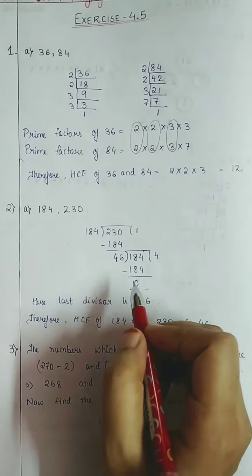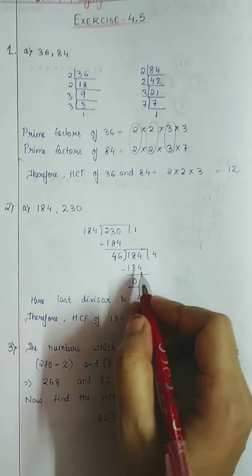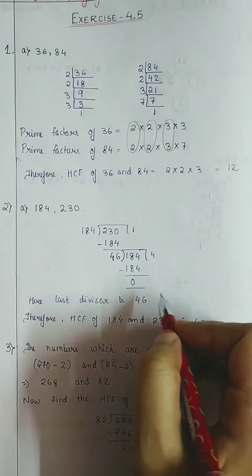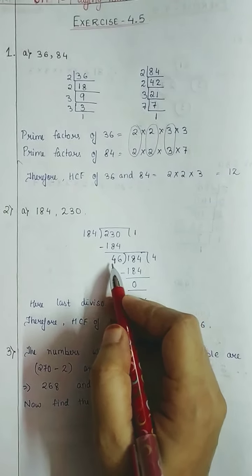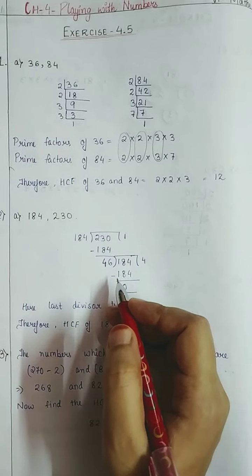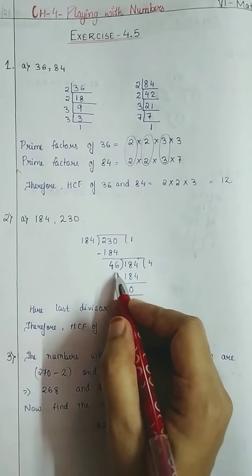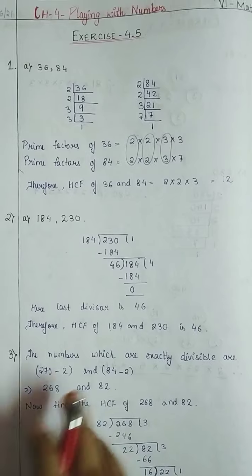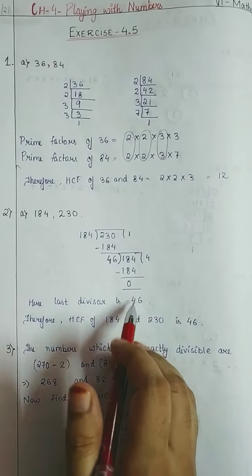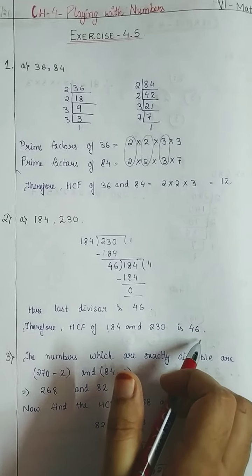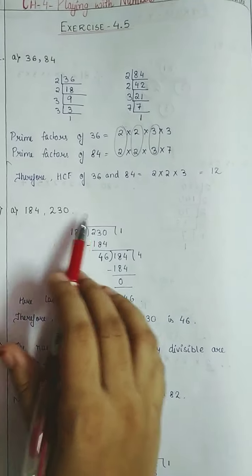We have to do it till the time we get a 0. If you are not getting a 0, then we don't have to stop. We have to go till we get 0. And when we get 0, this last divisor is the HCF of 184 and 230. So the last divisor is 46, that's why our answer is 46. 46 divides both the numbers exactly.